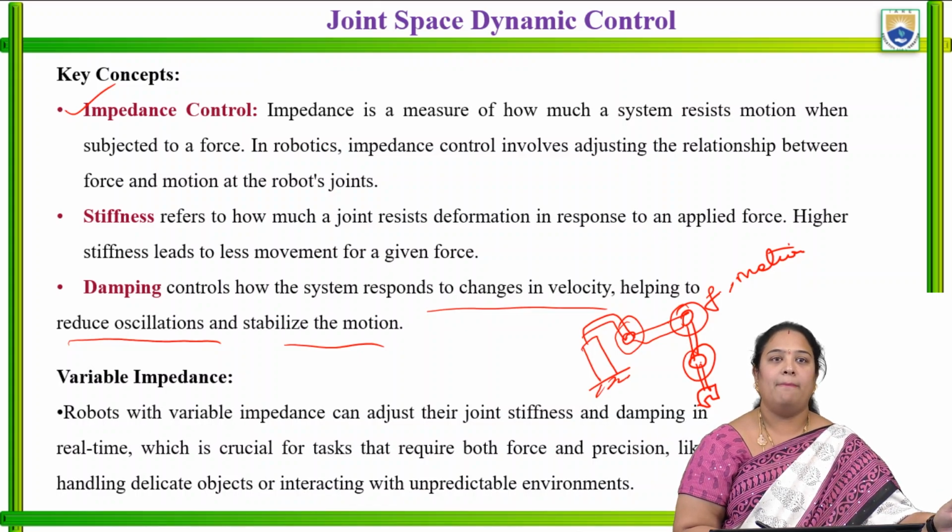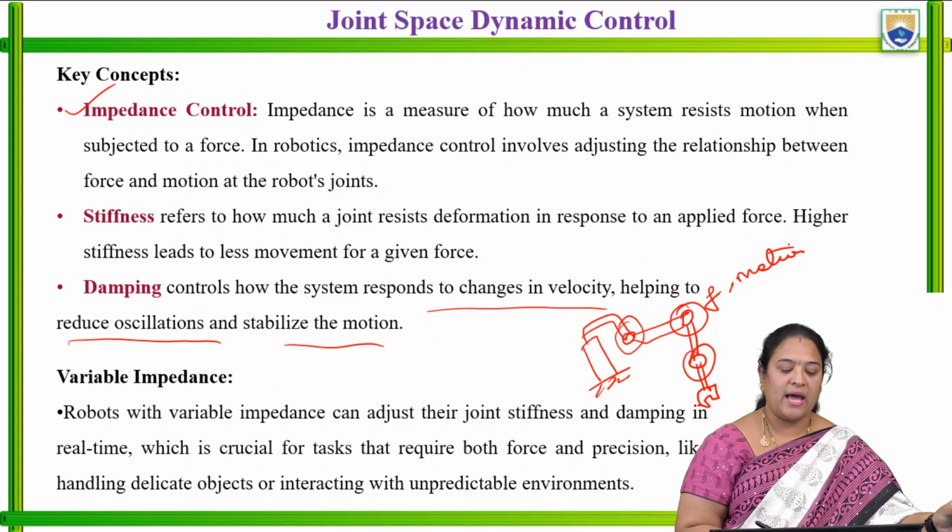What do we mean by variable impedance? What comes across variable impedance? That is, as I've told you, the joint stiffness and damping. When the robot has a variable impedance, we should adjust their joint stiffness and damping. When we are adjusting the stiffness of the robot's manipulator and adjusting the damping of the robot, that is known as variable impedance.